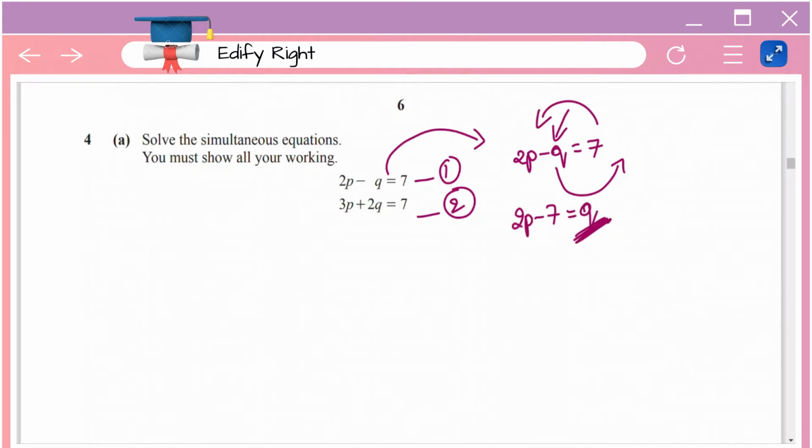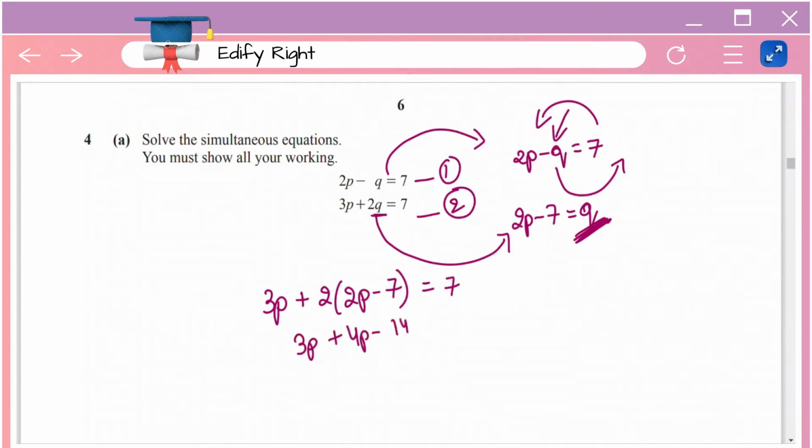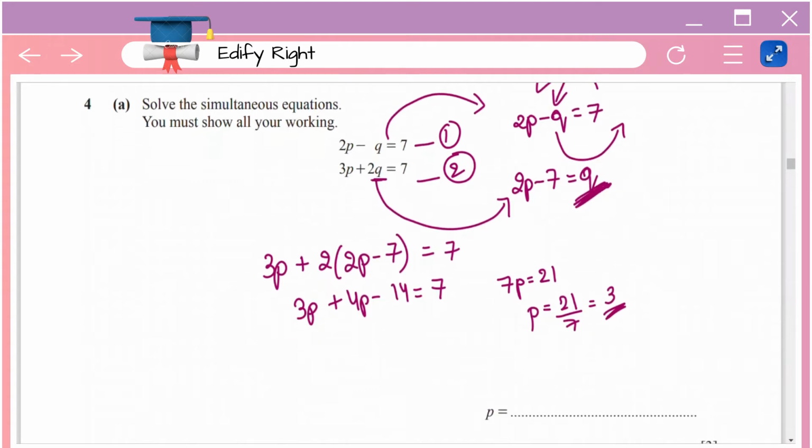Now in the second equation, instead of q, we can directly substitute this value. So I'm going to do just the same. 3p plus 2 times, instead of q, I'm taking 2p minus 7, equal to 7. And 3p plus 2 times 2p is 4p, minus 14 equal to 7. So when you simplify this, you get 7p equal to 21. So that means p equal to 21 by 7, which is equal to 3. So that's the value of p.